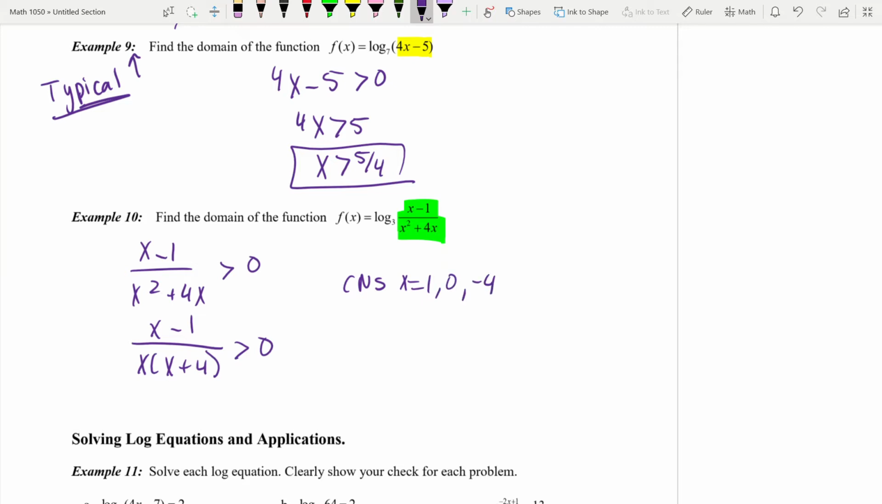Do I have to worry about restrictions on this problem? No, why not? Because there's no equal sign. Good. Draw your line. -4, far away is a 0, right up against it is a 1. Circles are open circles. Nothing is squared or fourth or sixth, no even powers. So I know my signs will alternate, okay?